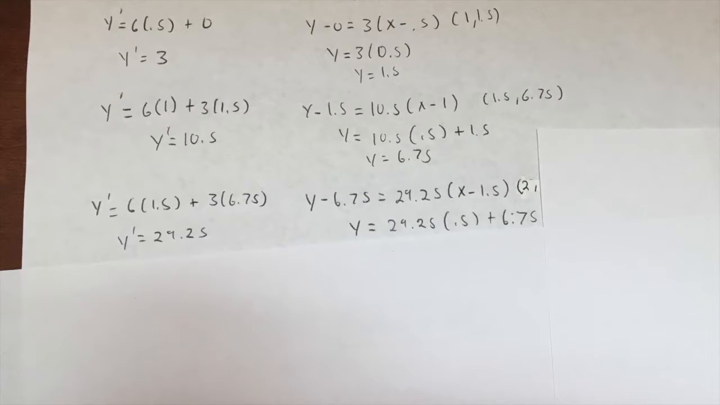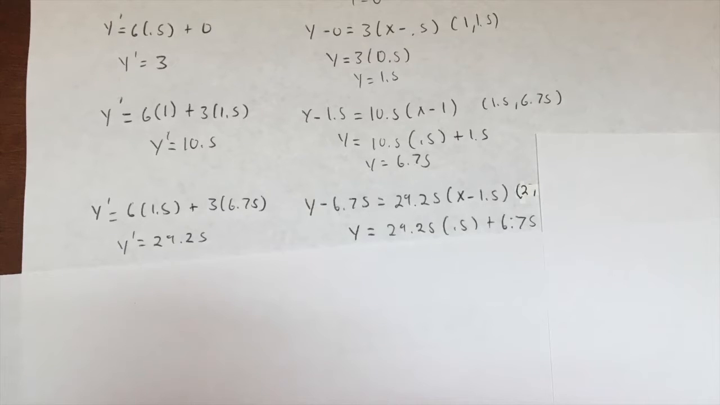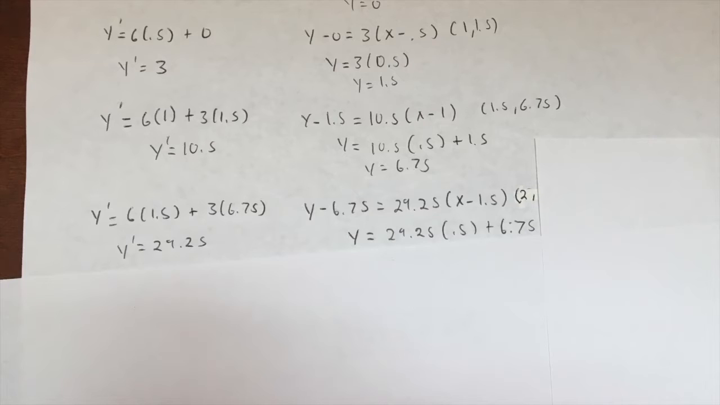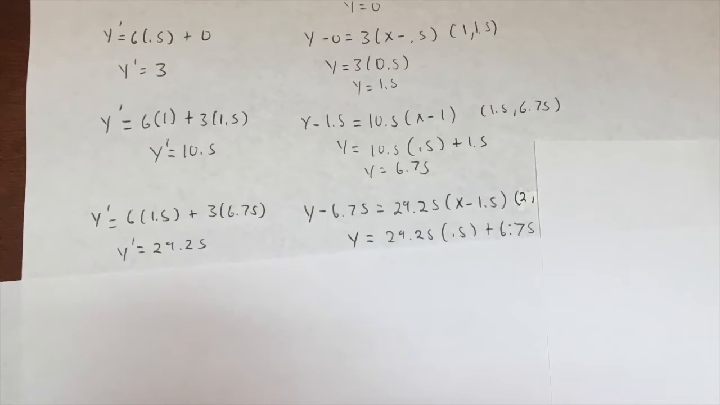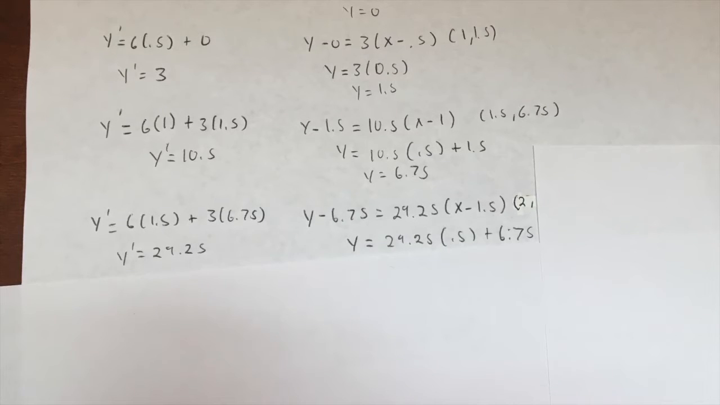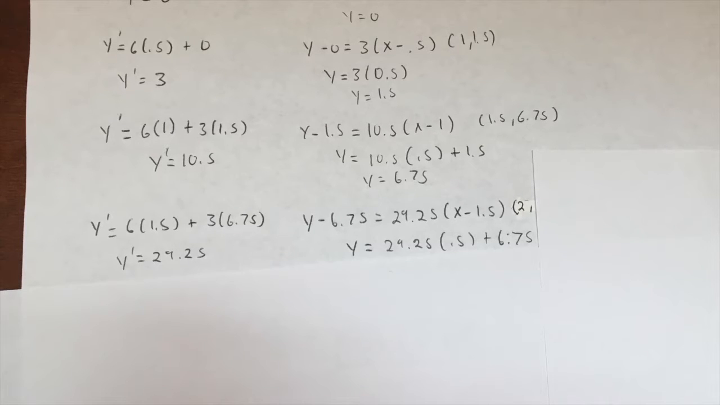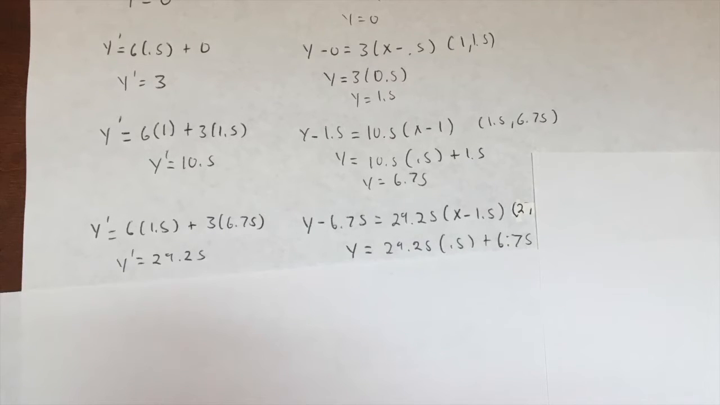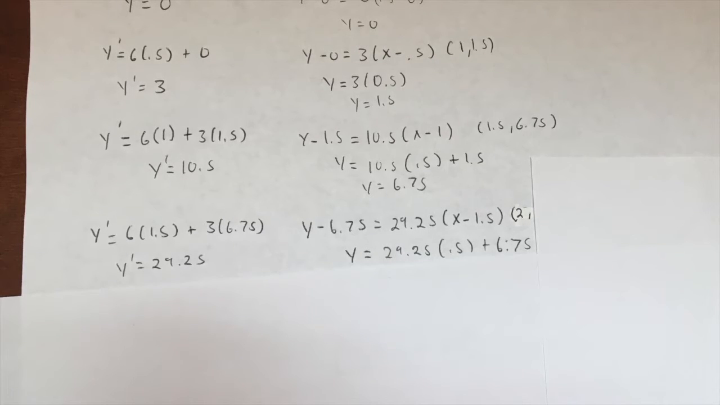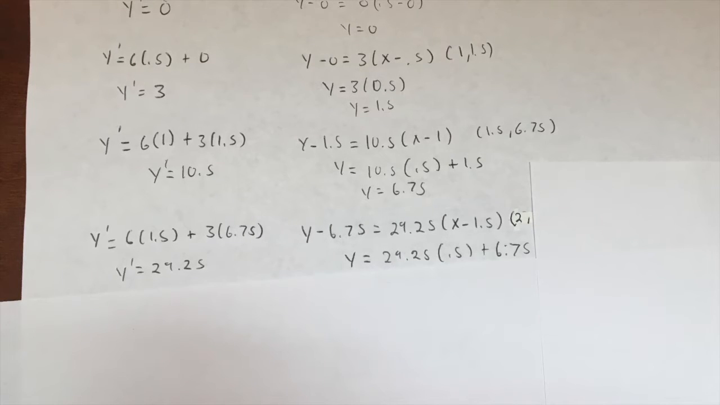Now we are on our final step. Now, since we have 1.5 and 6.75, you guys know what to do. We need to plug it in and find our new y prime slope. Now, we plug in 6 times 1.5 plus 3 times 6.75, which is going to ultimately equal 29.25 as our new slope. Now, I'll plug it back into our fourth and final point slope form equation. y minus 6.75 equals 29.25 times x minus 1.5.